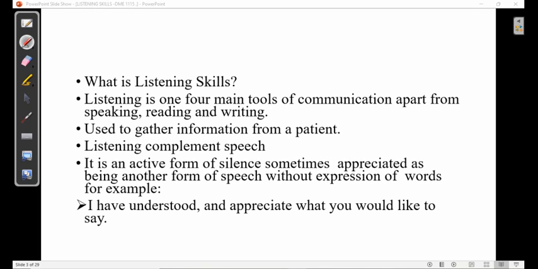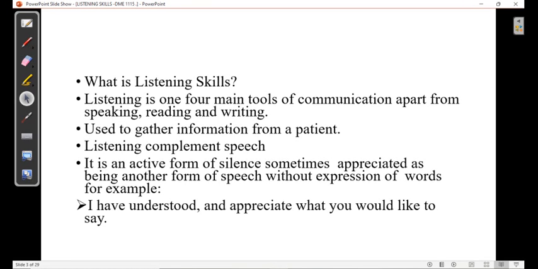So we can think of it as saying, I have understood and appreciate what you'd like to say. You can think mostly of patients. When you listen more to patients, they appreciate that very much, because to them it is a very big way of communication. There are a lot of people who want to bring out things they are hiding within themselves, a lot of things that they are going through, and when we listen to them well, that is another form of communication that they are going to highly appreciate.